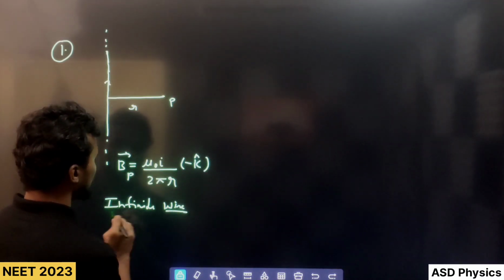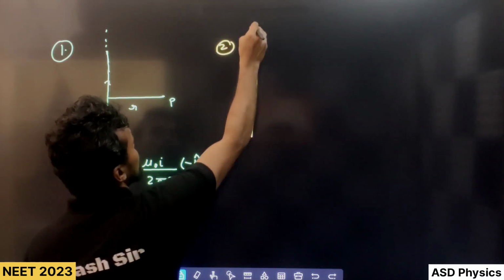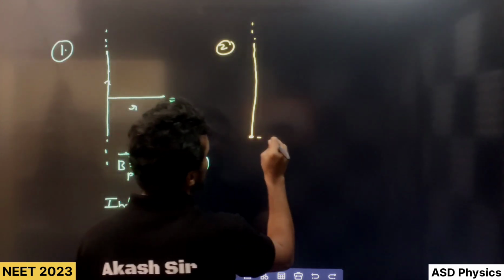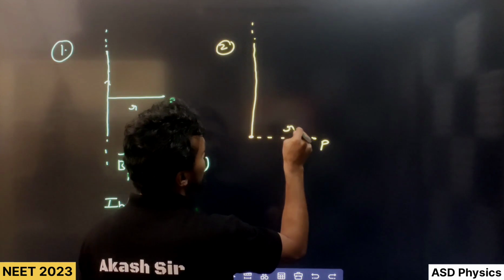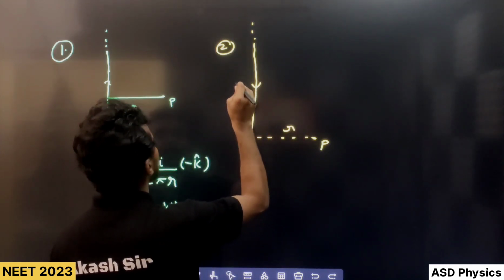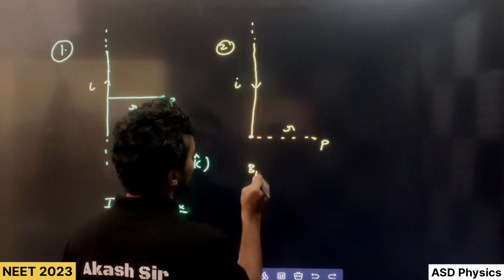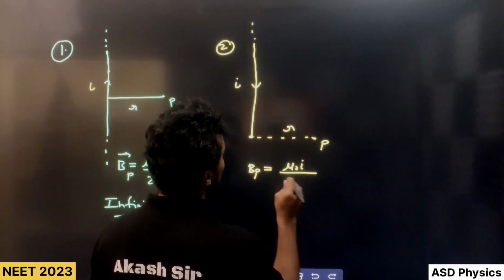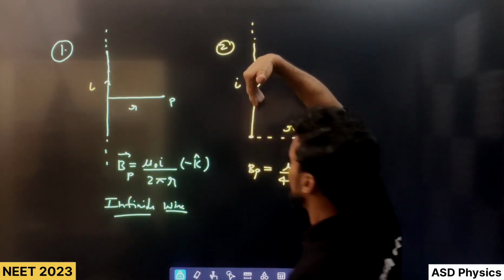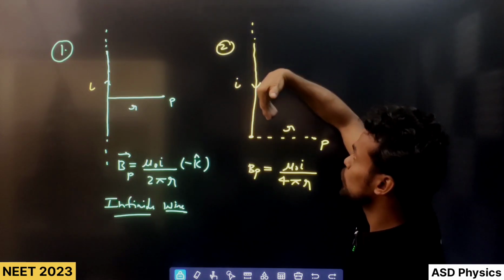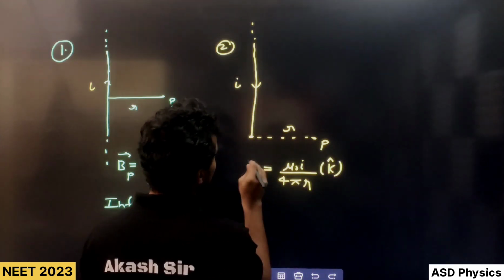After that, the second case: the semi-infinite wire. In the case of a semi-infinite wire, the observation point will be just in front of one of the ends of the wire. So this is point P, this distance is R, and let's take the current flowing in the reverse direction. Here again at point P the magnetic field is given by mu naught I by 4 pi R. In which direction? Again put your fingers straight along the current, palm towards point P, and the thumb is coming outside. That means the magnetic field is in the outside direction.